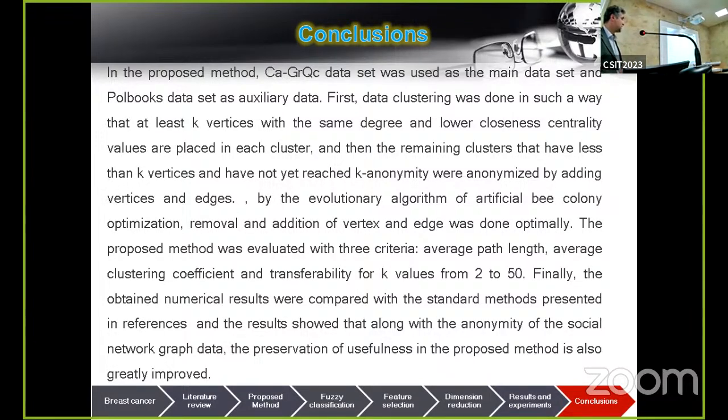The proposed method was evaluated with three criteria: average path length, average clustering coefficient, and transitivity, for K values from 2 to 50. Finally, the obtained numerical results were compared with the standard methods presented in the references, and the results showed that along with the anonymity of the social network graph data, the preservation of usefulness in the proposed method is also greatly improved.